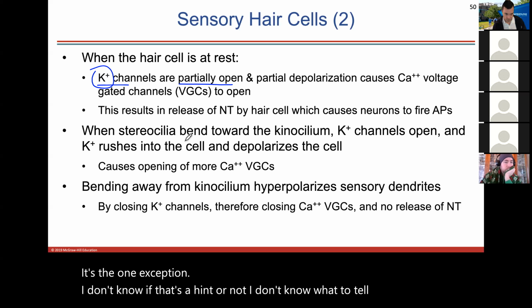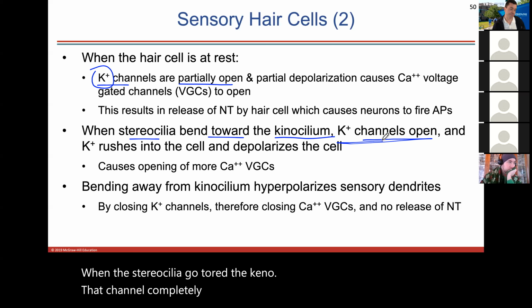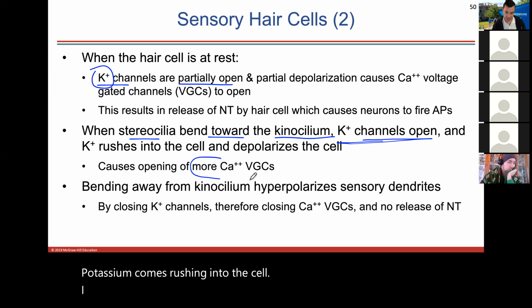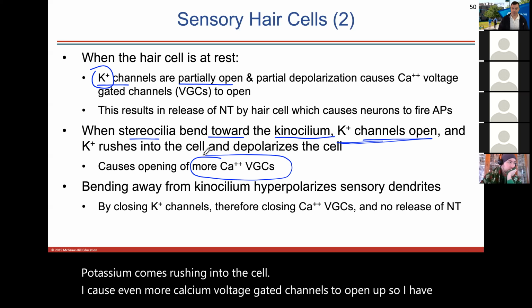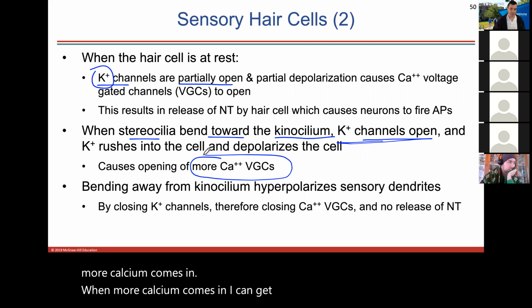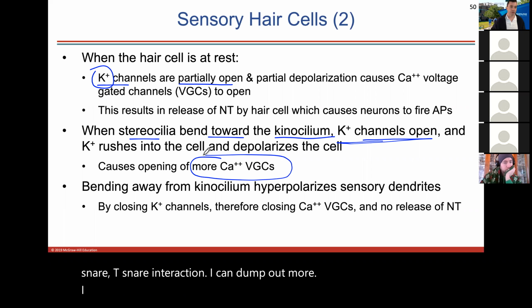So when the stereocilia go toward the kinocilium, that channel completely opens. Potassium comes rushing into the cell. I cause even more calcium voltage-gated channels to open up, so more calcium comes in. When more calcium comes in, I can get more vesicle movement, more v-SNARE, t-SNARE interaction. I can exocytose more neurotransmitters.